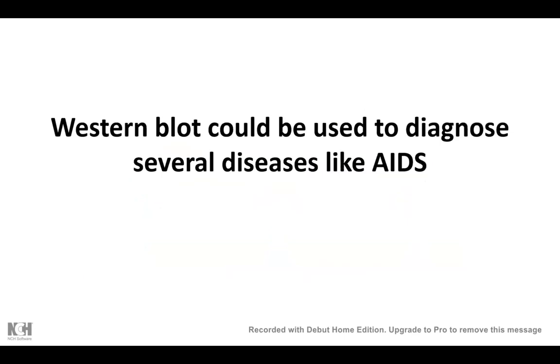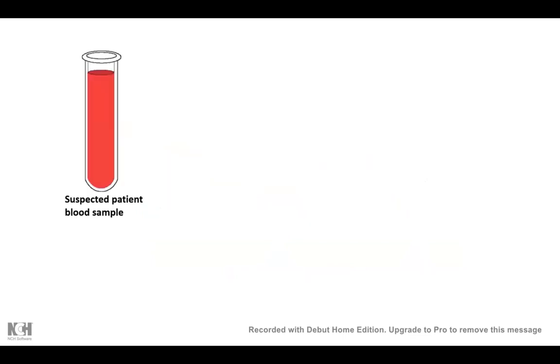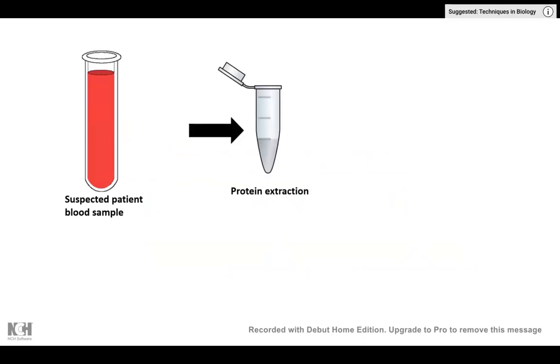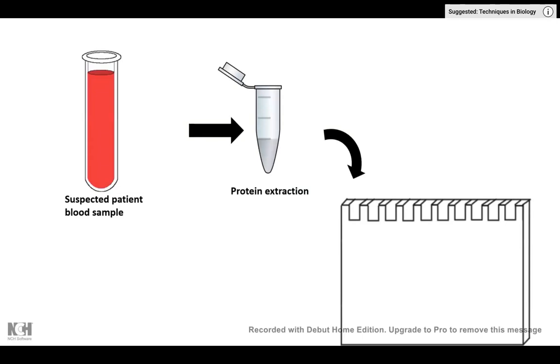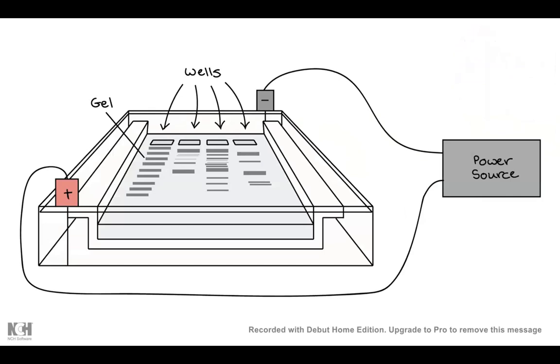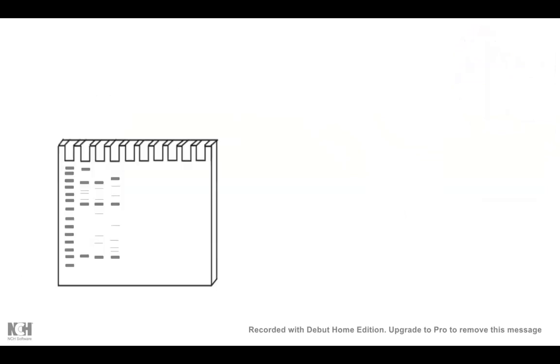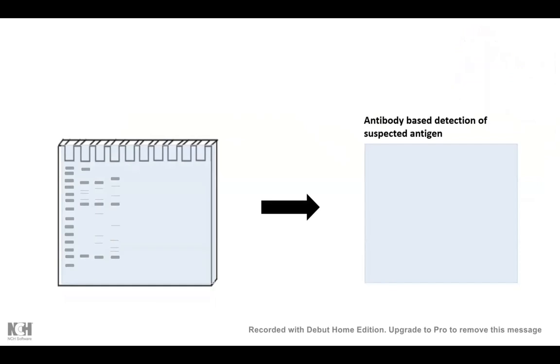Now, Western blot can be used for diagnosis of several diseases. One big example is AIDS. So let's take a look at how it works. For example, we suspect a patient is infected by the HIV virus. We take the blood sample of that patient, we extract the proteins, and we run it onto a gel. After that, we take the gel, we blot it, and try to detect whether our suspected antigen is present or not.